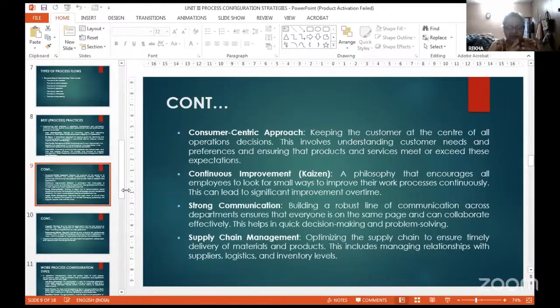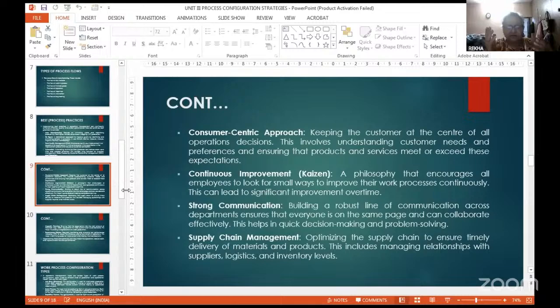Then a robust line of communication across the relationship. Communication is very essential, because someone might have a very good idea. If there is no communication, these things will not be shared by everyone for the work.